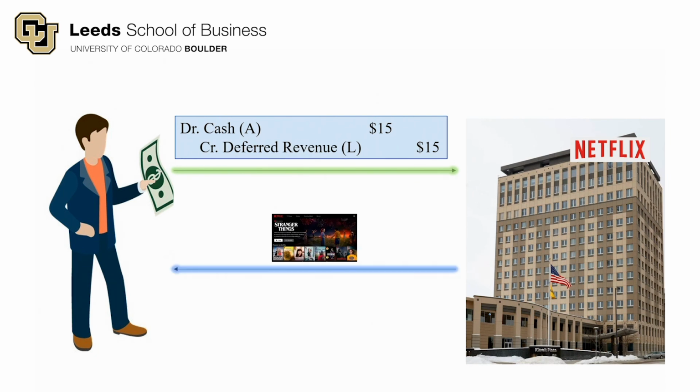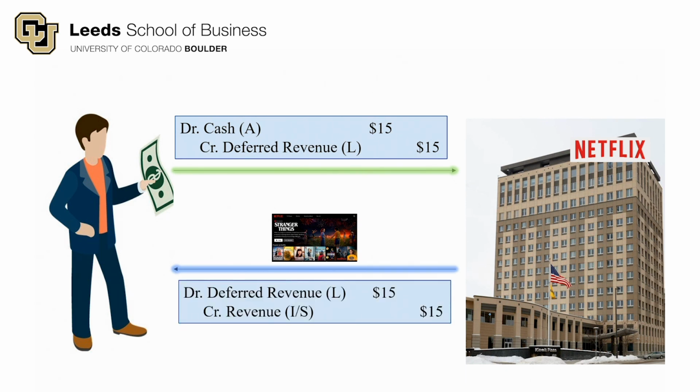Then, over the course of the month, as they deliver their services to us, that is when they can put the revenue on their income statement. So as soon as they deliver the subscription to us, they will debit deferred revenue, reducing it back to zero, and credit revenue on the income statement so that when investors look at the income statement, they see that Netflix has earned revenue from their customers. Okay? And they don't do that till the end of the month. So these are the two journal entries involved in the deferred revenue process.